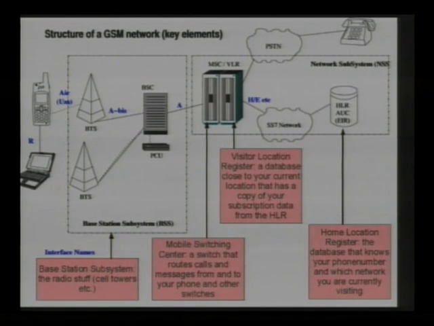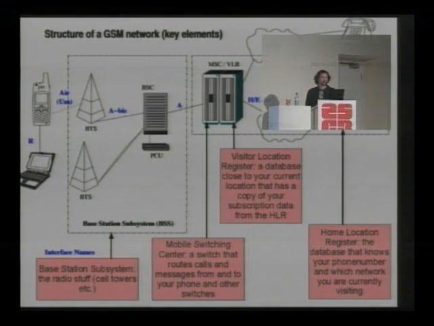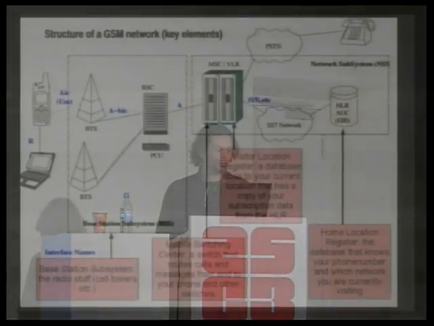Then there is the visitor location register, which always has a copy of your subscription data. The visitor location register that is physically closest to you always gets the copy of your subscription data from the home location register, and uses that, so every time you make a call, the home location register doesn't have to be asked whether you are allowed to make that call and stuff like that. It stays in the area.